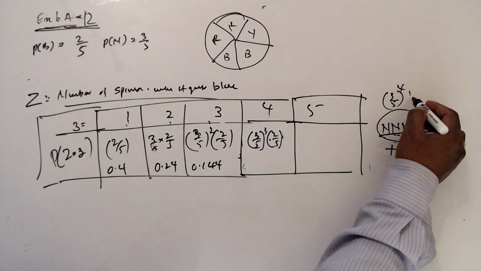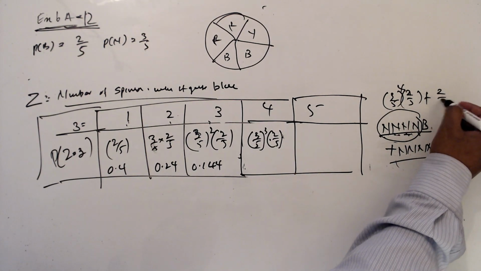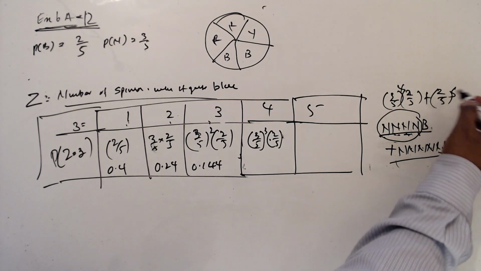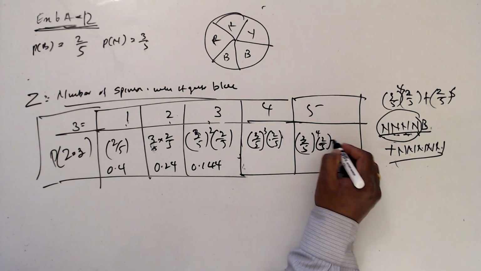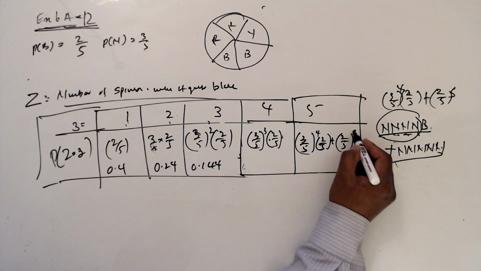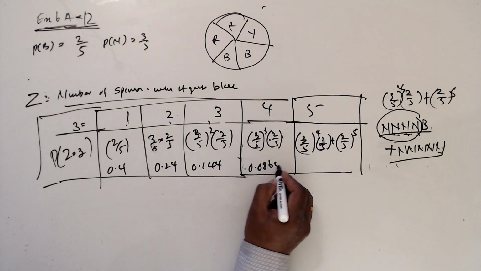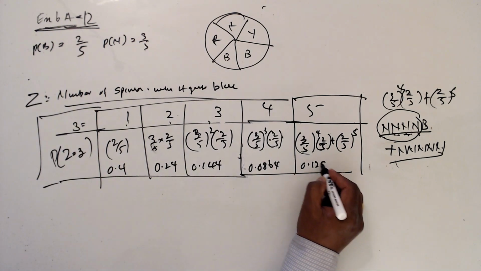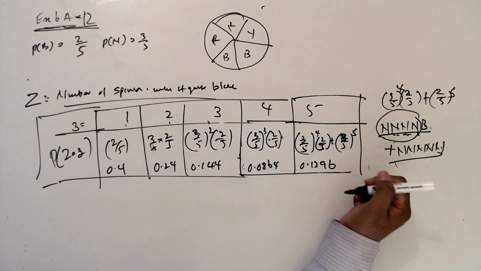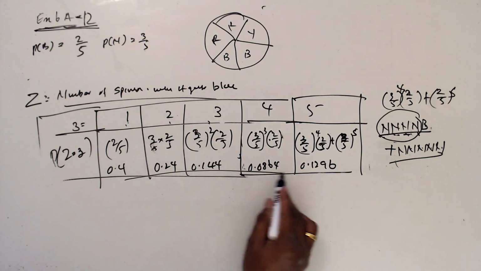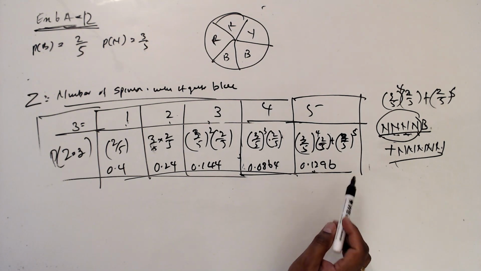In that case, this is going to be 3/5 to the power 4 times 2/5, plus 3/5 to the power 5. This value is going to be 0.0864, and this is 0.1296. Finally, make sure that this addition is up to 1, or find the missing one and you can write 1 minus.